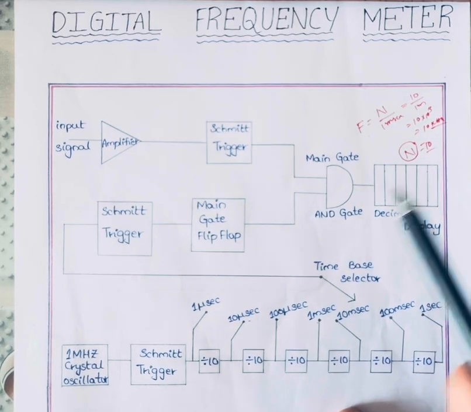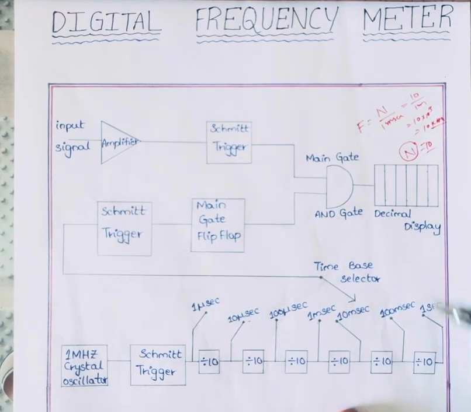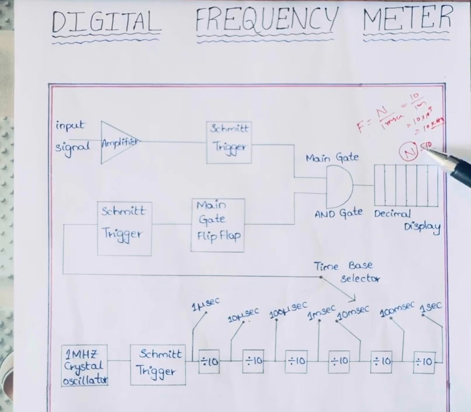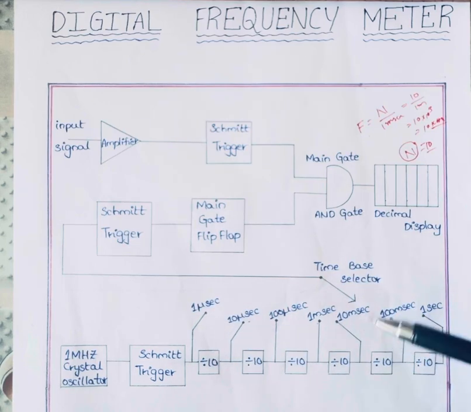That means the applied input signal frequency is 10 kilohertz. So depending on the number of samples and the applied time slot, the corresponding frequency value is calculated. That is all about the digital frequency meter.